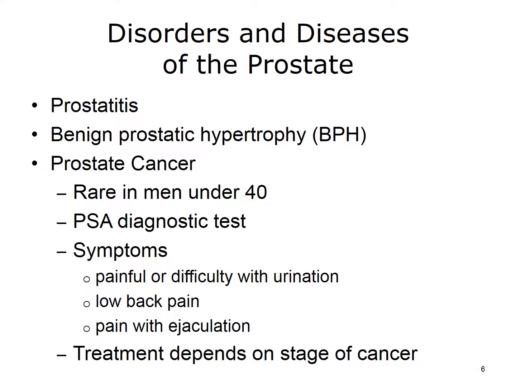Prostate cancer is the third most common cause of death from cancer in men of all ages. It is rare in men younger than 40. The levels of a substance called prostate-specific antigen, or PSA, is often high in men with prostate cancer, but it may also be high with other prostate conditions.